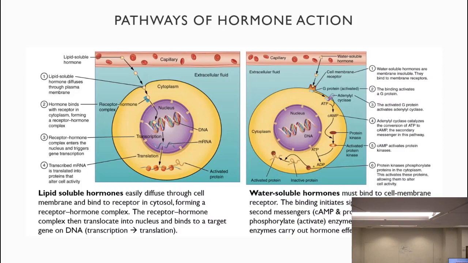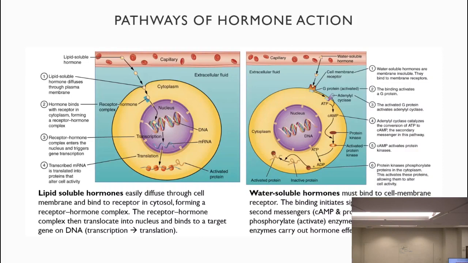binding to receptors in the cytoplasm, forming a complex. Some of them enter directly into the nucleus and bind to receptors in the nucleus. We're not going to enter into that difference, and it activates transcription and translation, and that cell starts making proteins that will do something else. In the case of the water-soluble hormones, they need to bind to receptors.